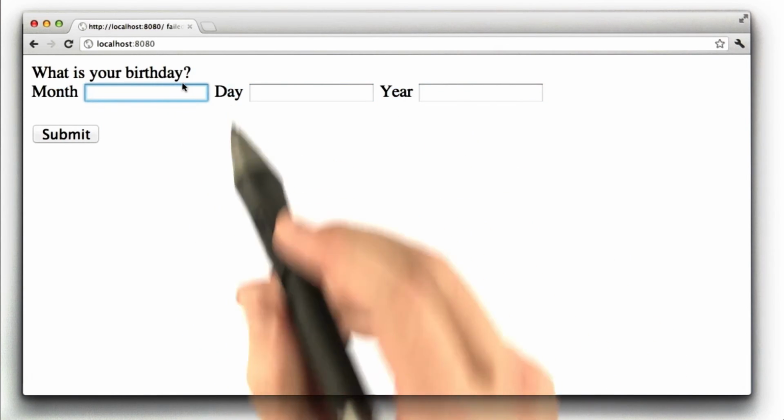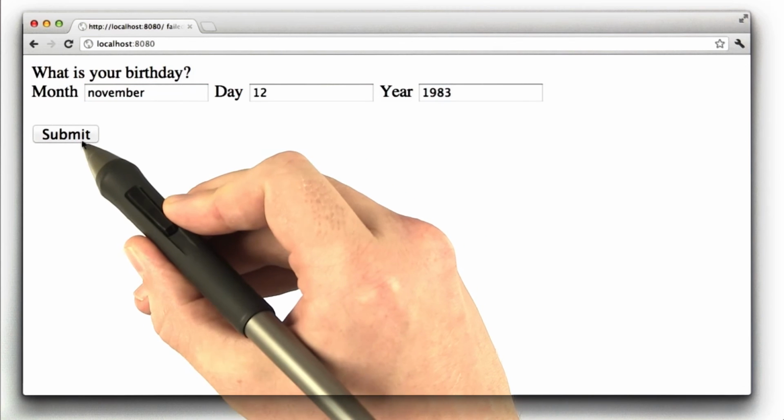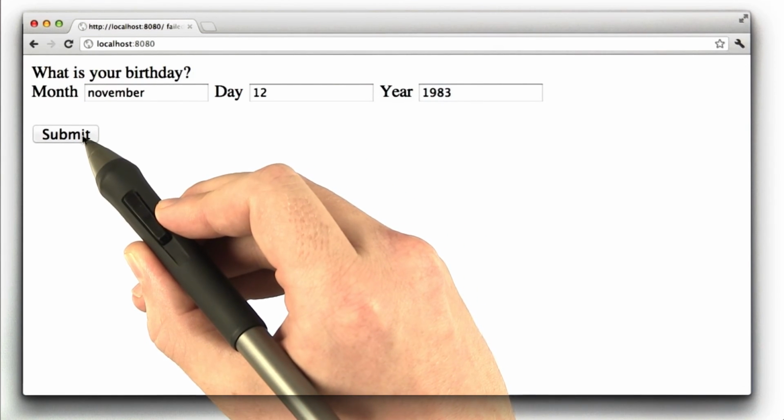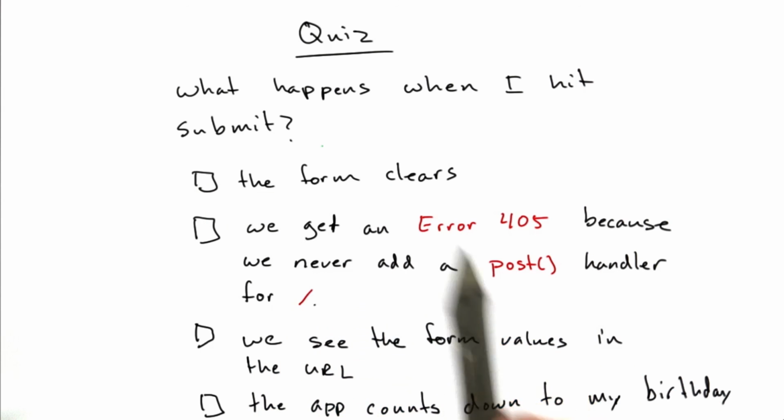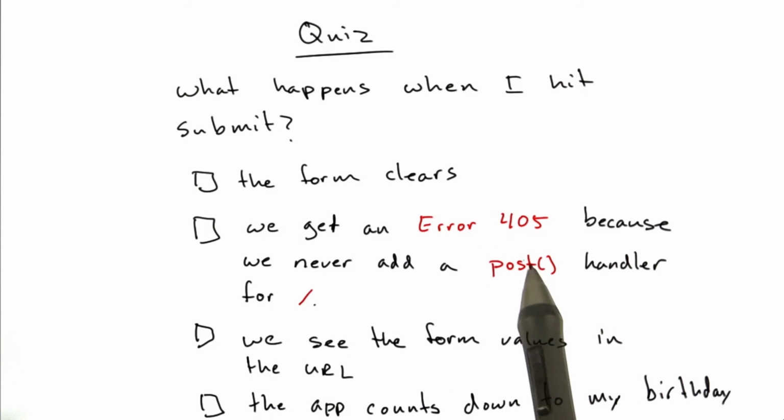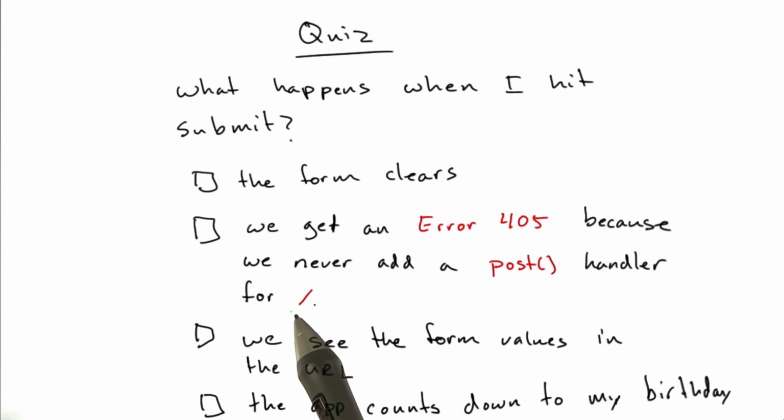Now, I'm going to type in some data here, and I'd like you to tell me what you think is going to happen when I click Submit. So when I hit Submit on that form, what do you think is going to happen? Will the form clear? Will we get an error 405 because we never added a post handler to slash? We'll see the form values in the URL, or will the app count down to my birthday?